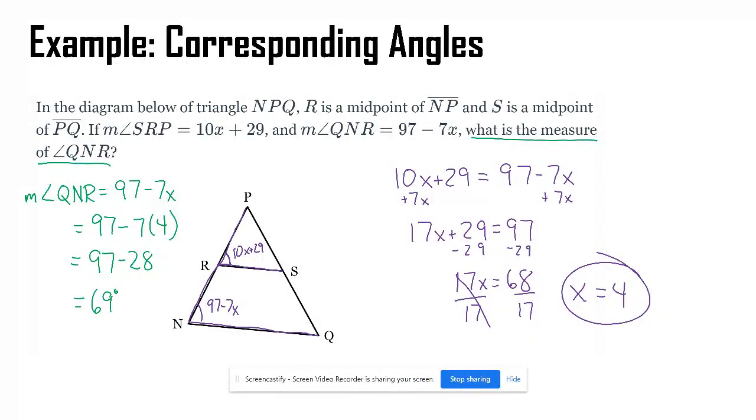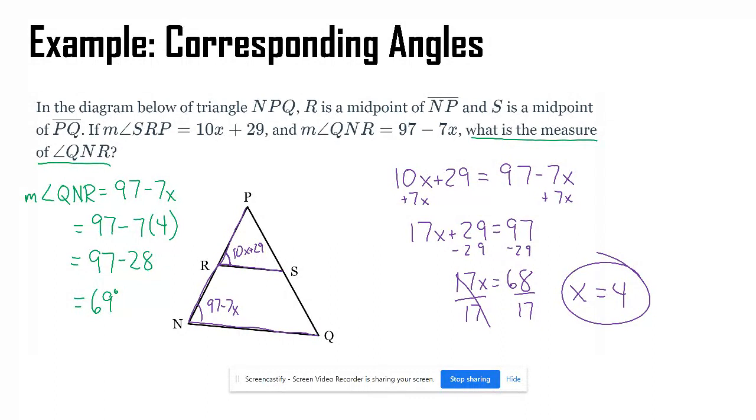And if we look at the picture, 69 degrees is a reasonable answer. That in the picture, that angle looks like an acute angle. It looks like it's less than 90 degrees. So we would expect something in this range. So do little things like that to make sure your answer is reasonable. And again, don't forget that last step of plugging in the value of x.